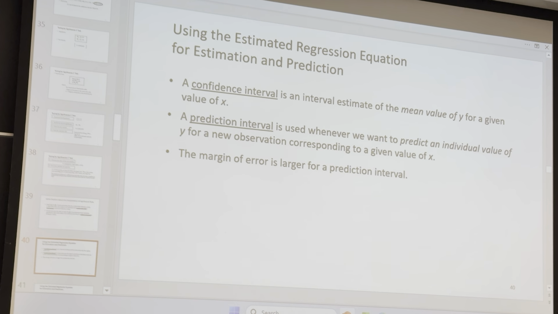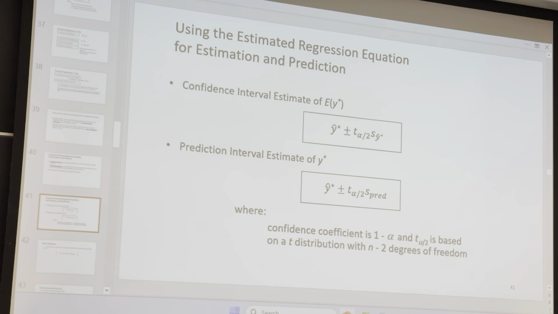A confidence interval is an interval estimate of the mean value of y for a given value of x. A prediction interval is used whenever we want to predict an individual value of y for a new observation corresponding to a given value of x. Here I'm going to explain both of these in a second.